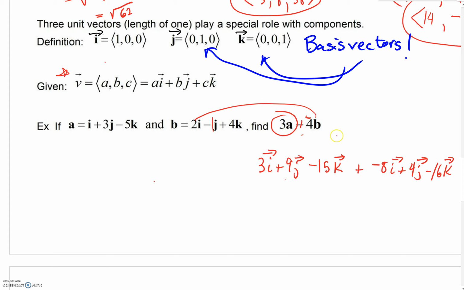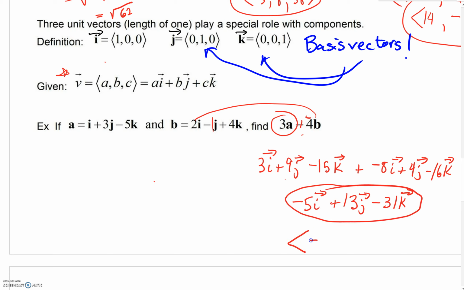And then we just add these components together. 3i and negative 8i add up to negative 5i. 9j plus 4j would be 13j. Negative 15k minus 16k would be minus 31k. And this answer is good.